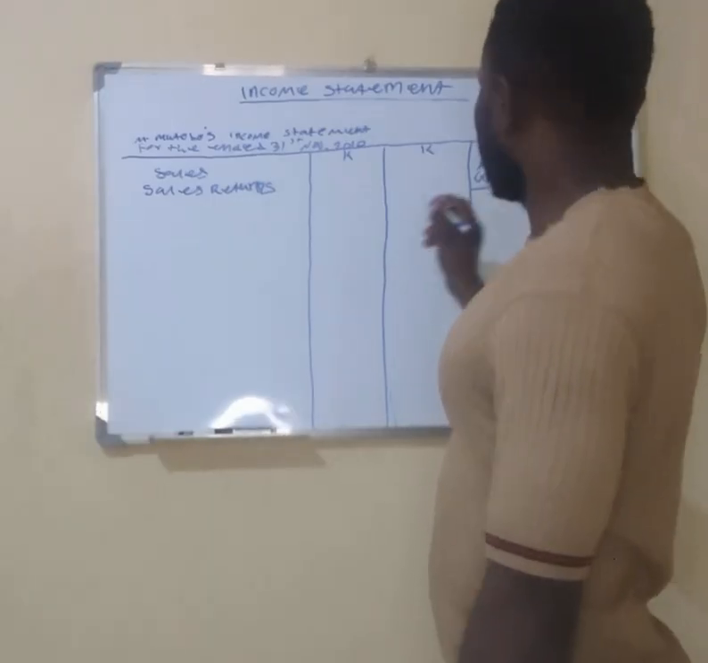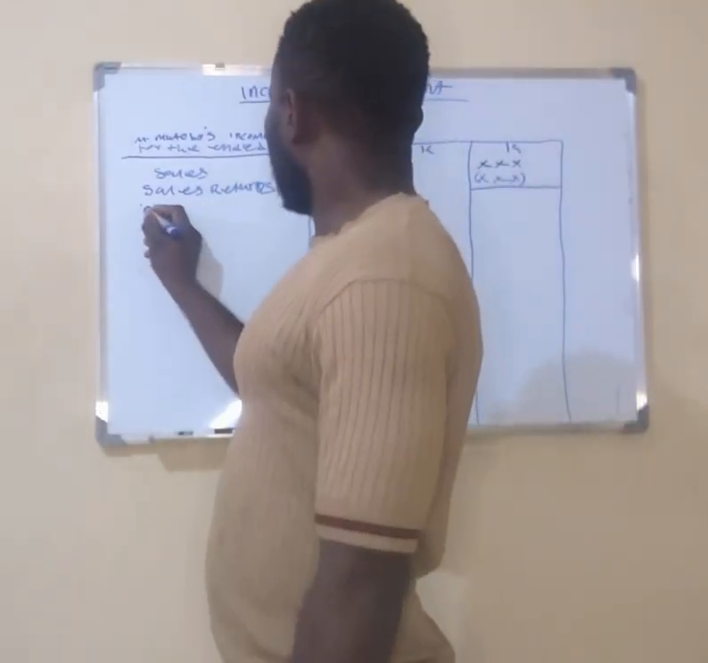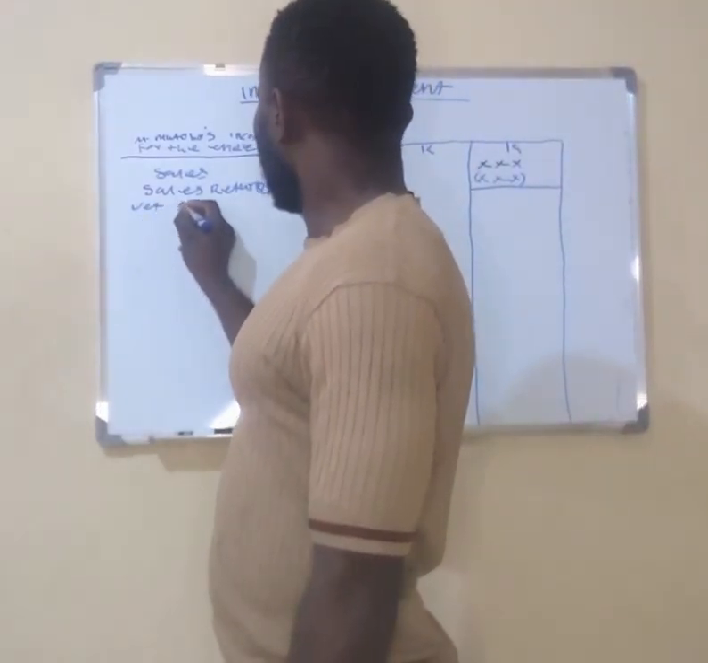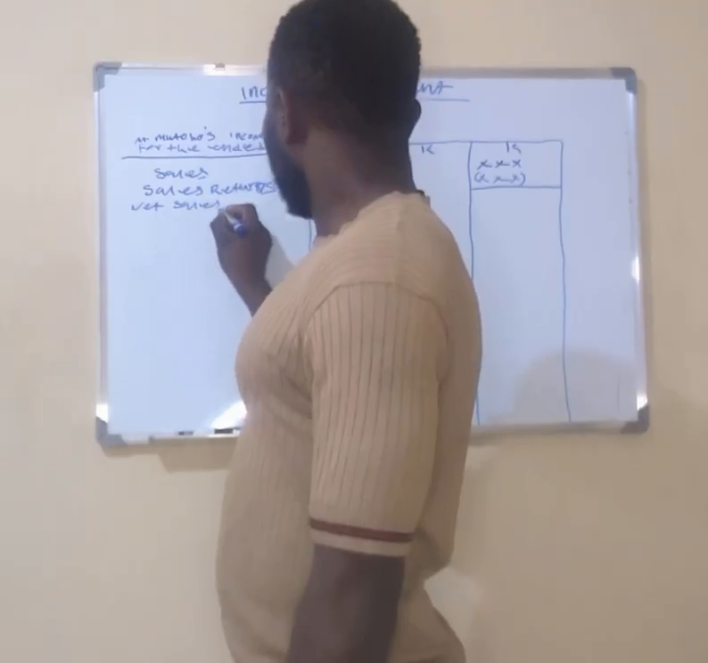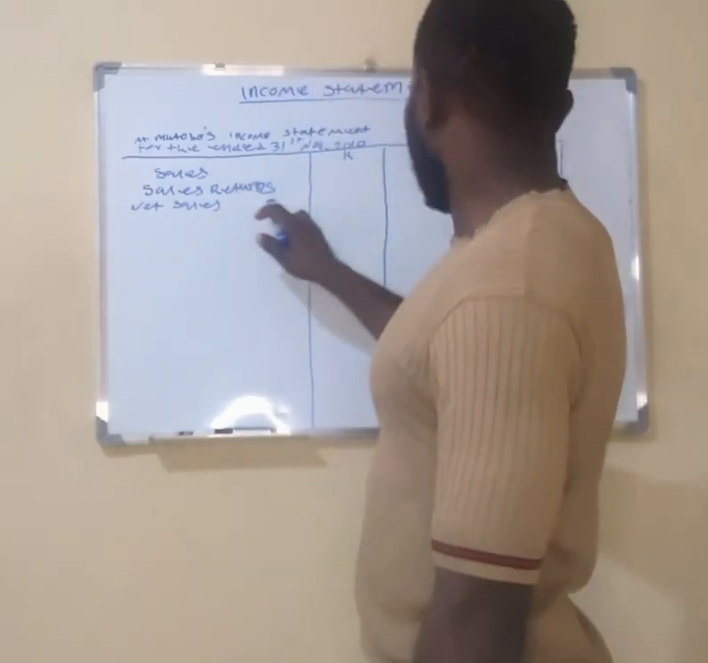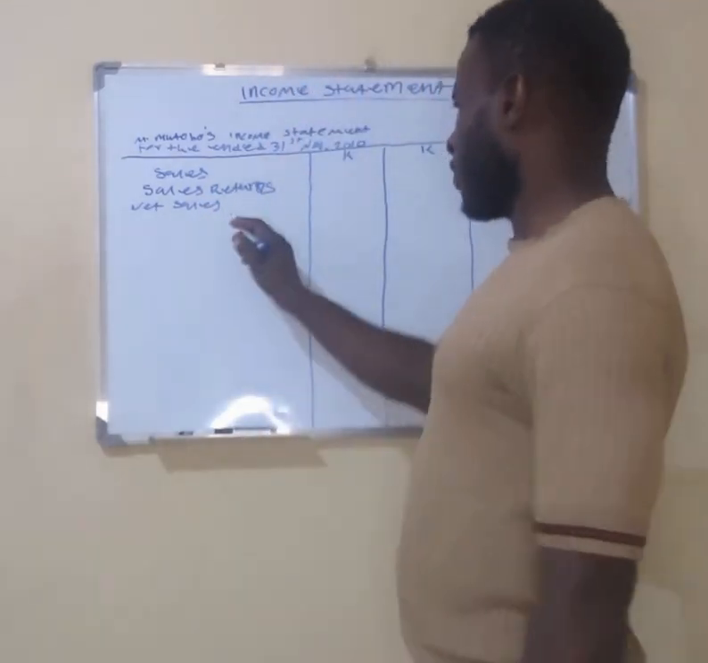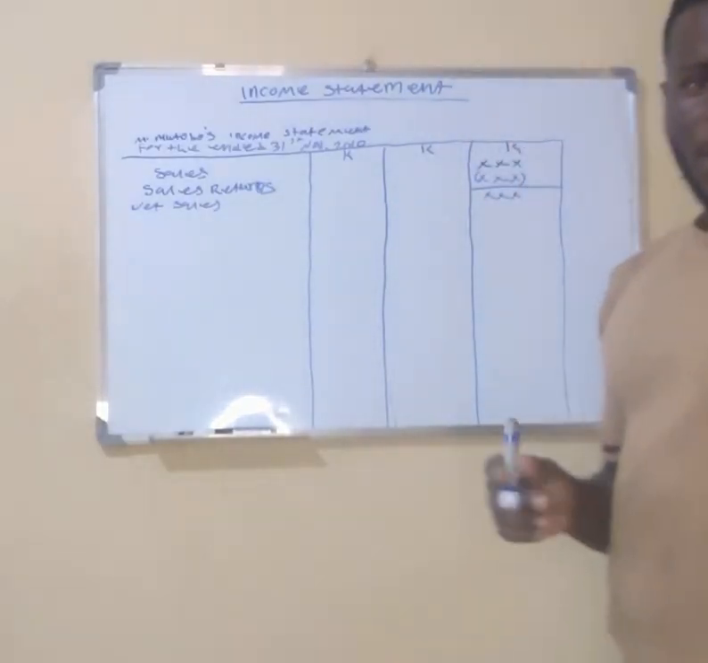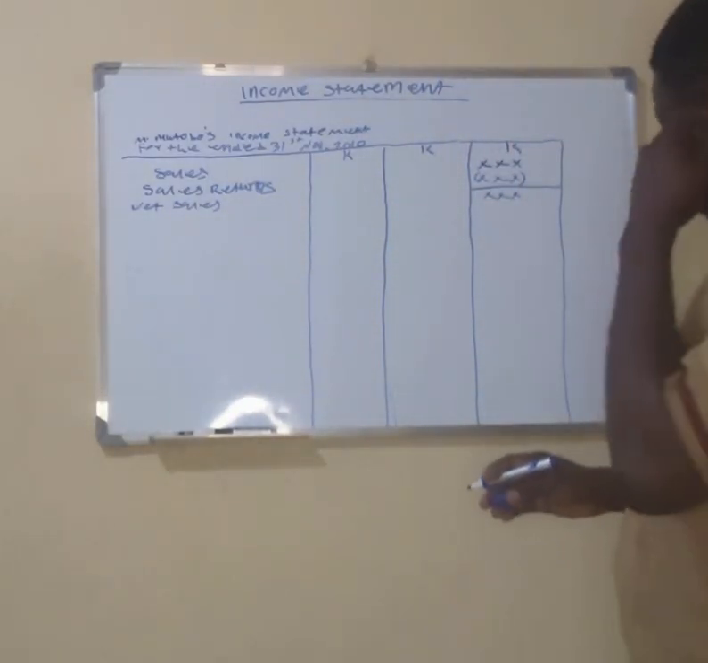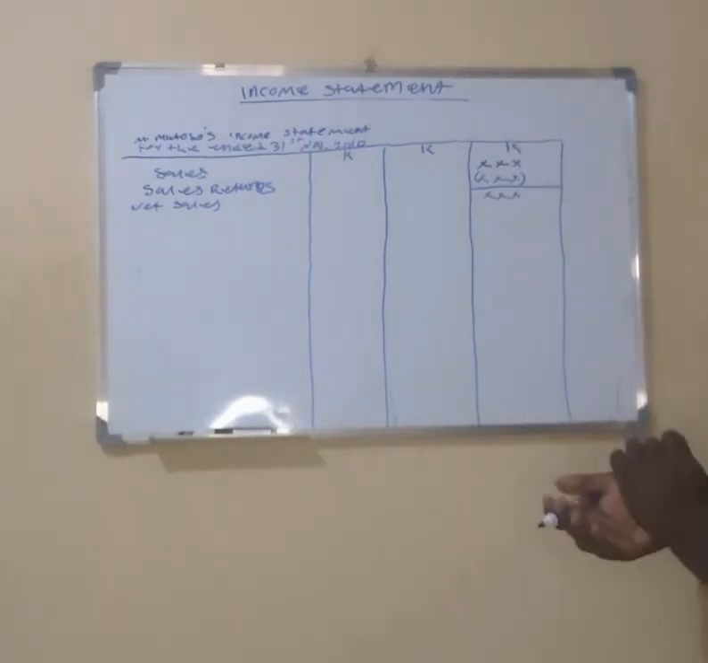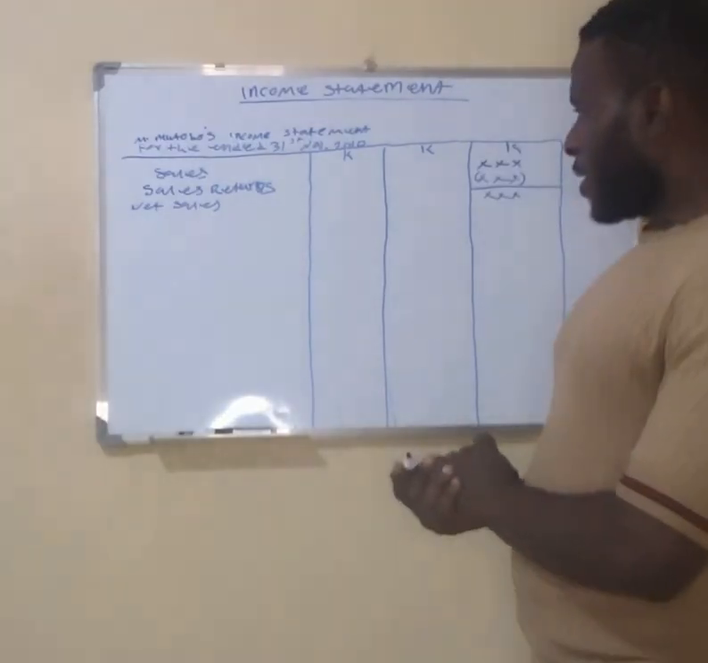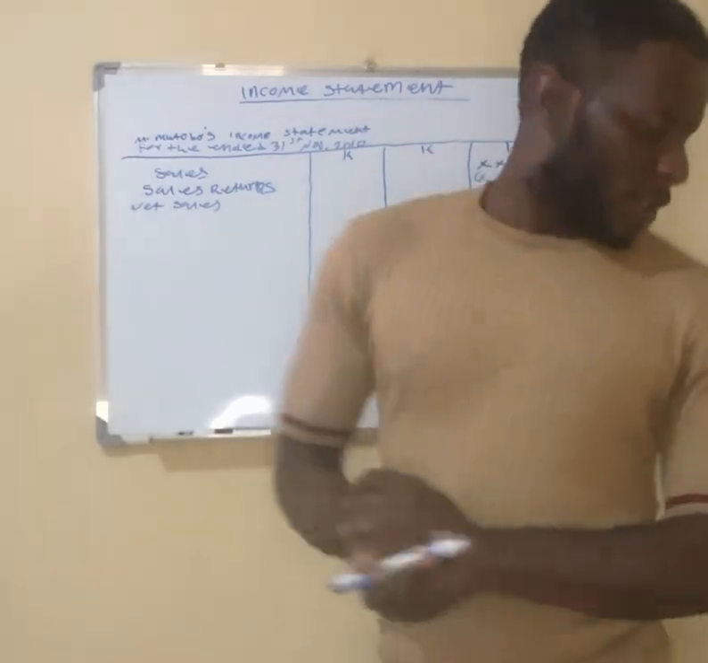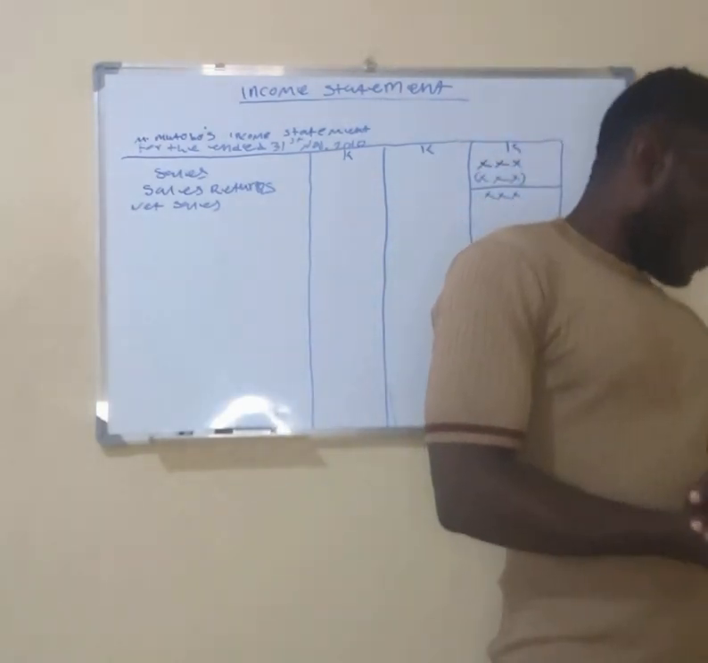So you subtract the sales returns, and then you have what is known as the net sales. Net means clear. These are the clear sales that you have. So the net sales figure will be put here. Hope it's visible. The net sales figure will be put there. After that, you have the opening stock.